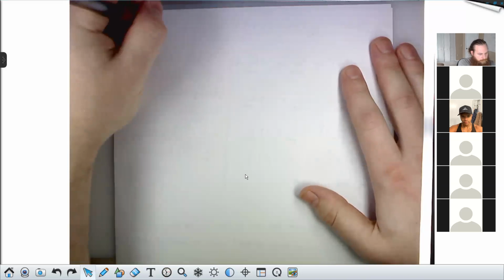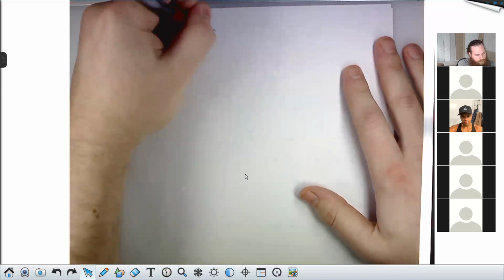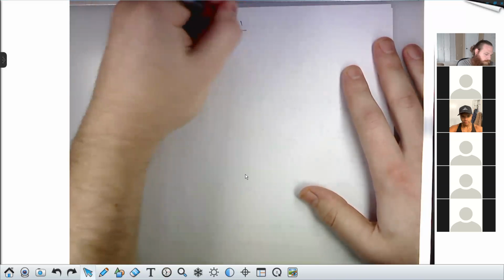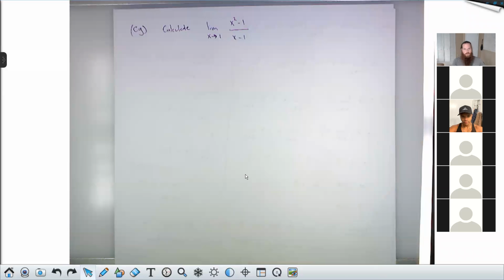Example. Let's calculate the limit as x approaches 1 of the function x squared minus 1 over x minus 1. If I tried to split this up and use my limit laws, or if I tried to just plug in, what you'll find is that the bottom is going to be 0, right? As x gets closer and closer to 1, x minus 1 gets closer and closer to 0.